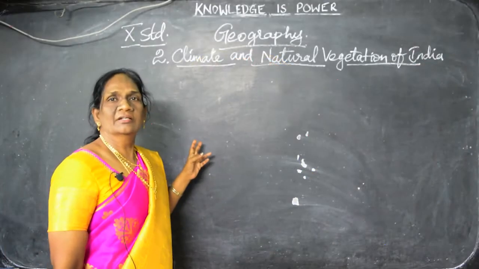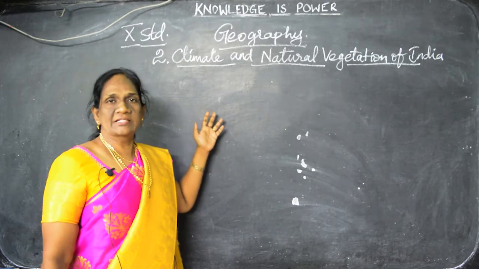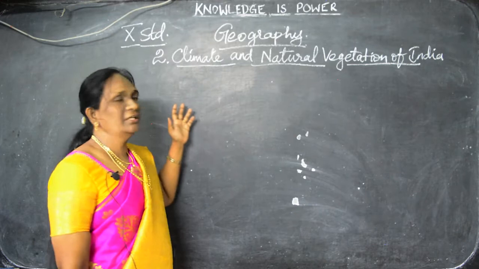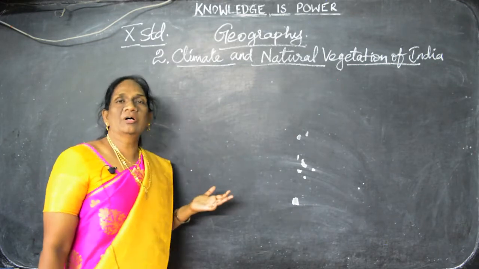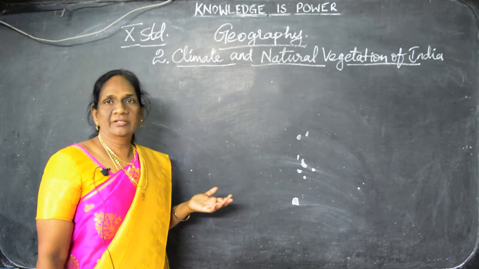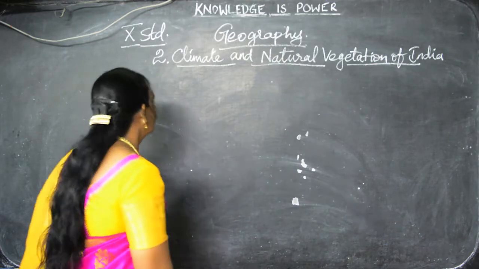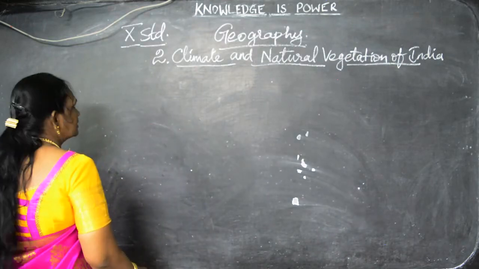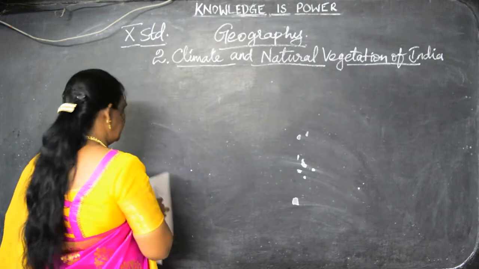Good morning, children. Today we are going to see geography second lesson, that is climate and natural vegetation of India. In the first lesson we saw about the physiography of India, and now today we are going to see about the climatic condition and the natural vegetation of India.